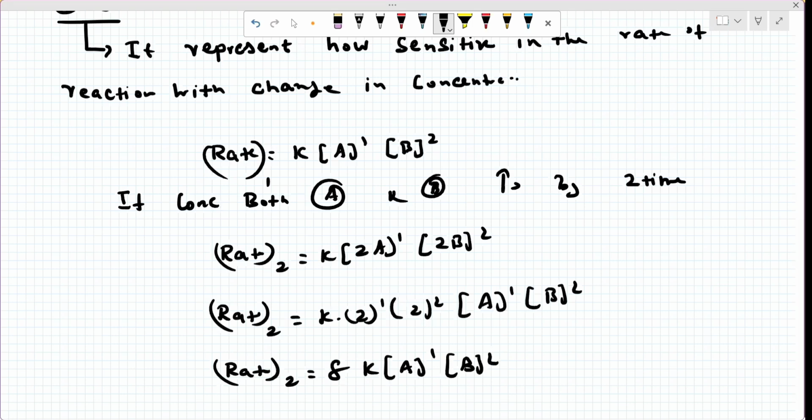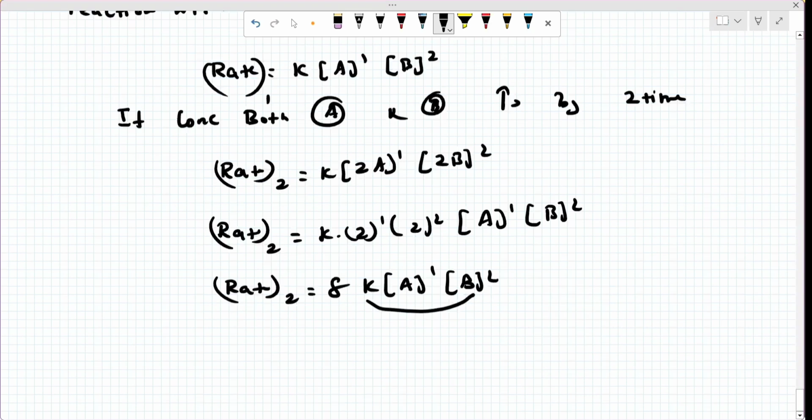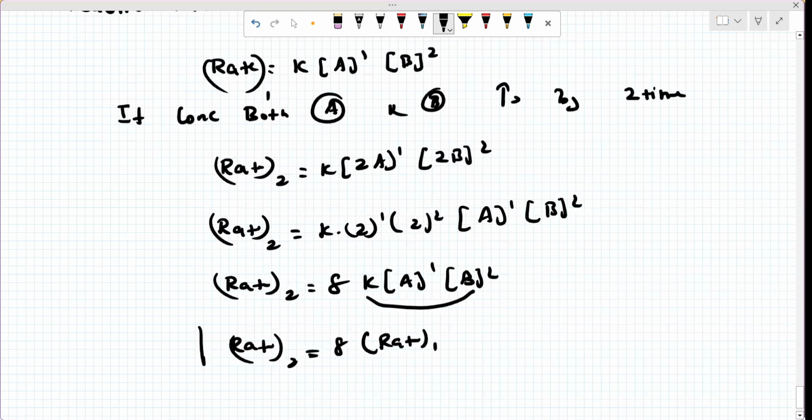This is called rate 1, right? Therefore, rate 2 is equal to 8 times rate 1. You got the point? புரியுதா? So if we change the concentration, we measure the changing rate in terms of order. That is the concept. புரியுதா? Now what is order of reaction?